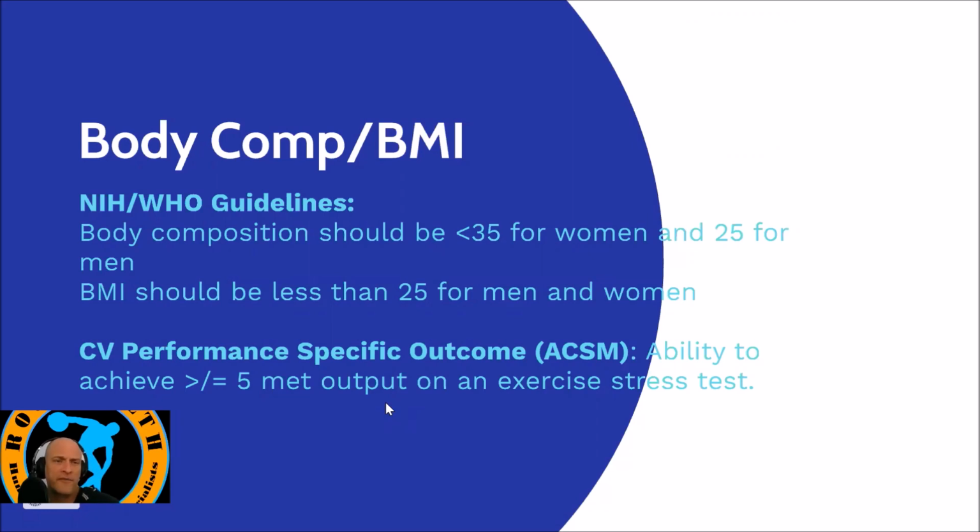When we go to cardiovascular output, the American College of Sports Medicine suggests that you have the ability to achieve greater than or equal to 5 metabolic equivalents on an exercise stress test. A metabolic equivalent means that when you are lying in your bed at home, you're burning off a certain amount of energy. That's your energy output. And when you go to do physical activity, you want to reach about 5 times that output. So one metabolic equivalent is at rest. How much energy do you expend?